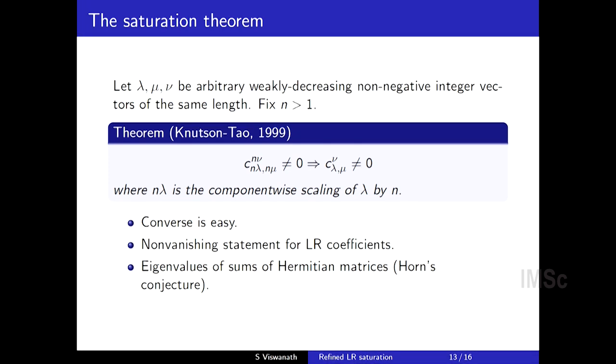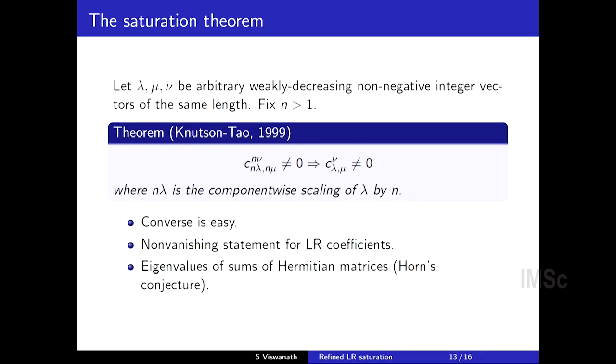It says, you fix some lambda, mu, nu, you fix some positive number n, say for example n is 10. If C of n lambda, n mu, n nu, you take the Littlewood Richardson coefficient where you scale the lambda, mu, nu by a factor of 10, and if that coefficient is non-zero, then it's also true that the unscaled Littlewood Richardson coefficient is non-zero. It's a sort of difficult theorem in some sense, until Knutson and Tao proved this. I'll say a little bit more about that.